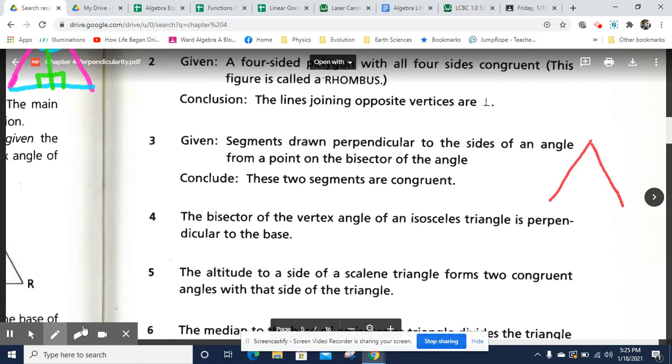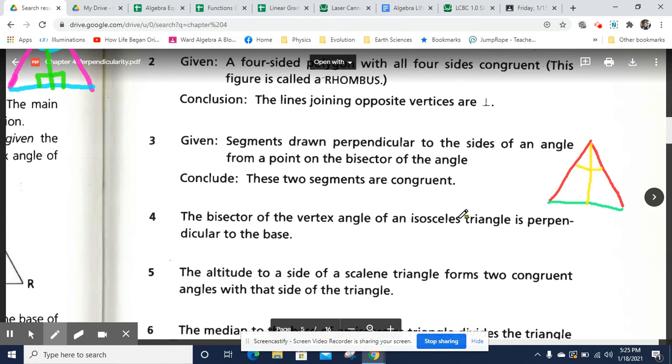Those two sides are the same. And then here's our base. And it's a bisector of the vertex angle. So this is the bisector, and it bisects that vertex angle into these parts.